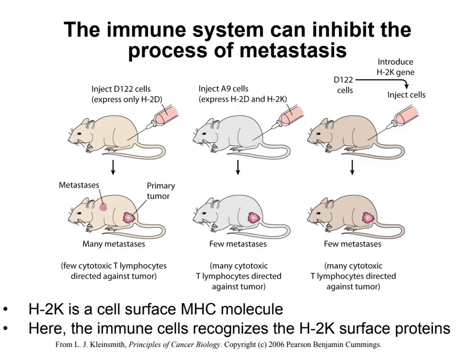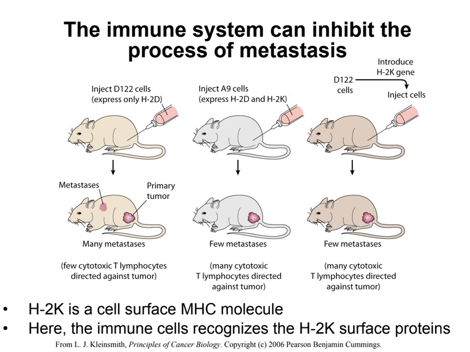So here we have an experiment that's trying to just determine how important is this antigen presentation process and immune surveillance in the ability of cancer cells to form metastasis. So this is an experiment that was done to kind of do a proof of concept for this idea. So we're going to start talking about this experiment by looking at this middle panel.